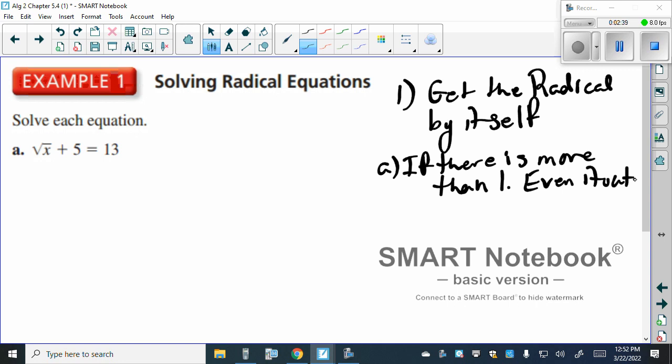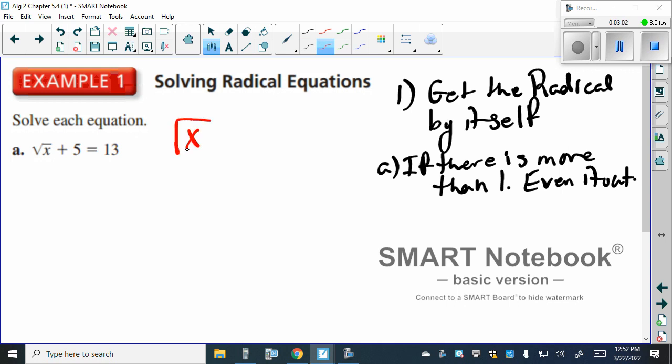If there's more than one, even them out. Now, for the first few, that's not really going to come into play, but when it does, it'll make a little more sense. So our first main step is to get the radical by itself.